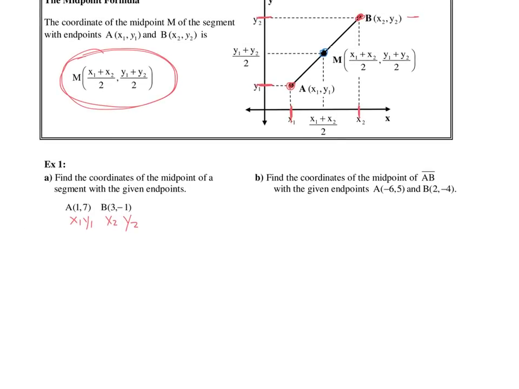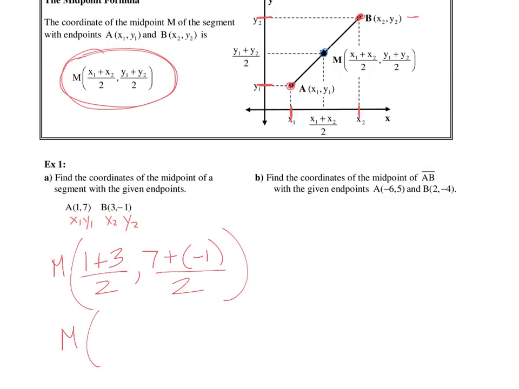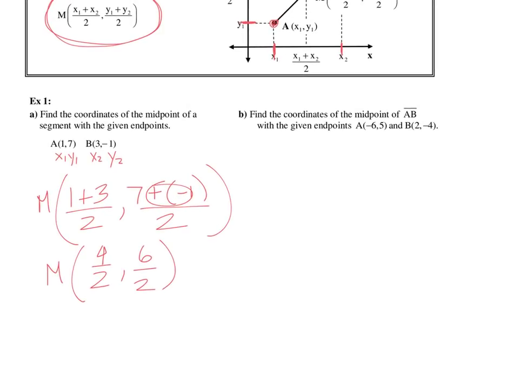All right, so using the midpoint formula, I'm going to have 1 plus 3 divided by 2, and then I'm going to have 7 plus negative 1 divided by 2. All right, so then we have the 4 divided by 2, then we have 6 divided by 2, because positive and negative is a negative, so 7 minus 1. And then we end up with the midpoint, which is 2, 3. Done.